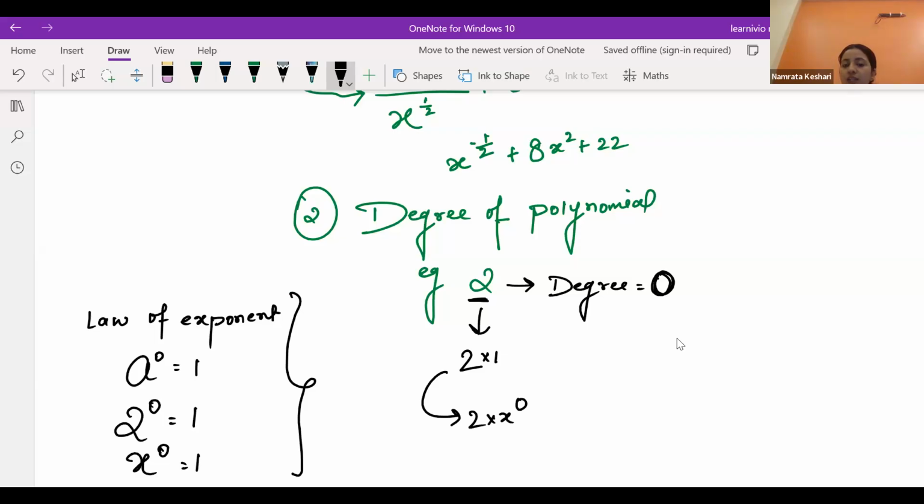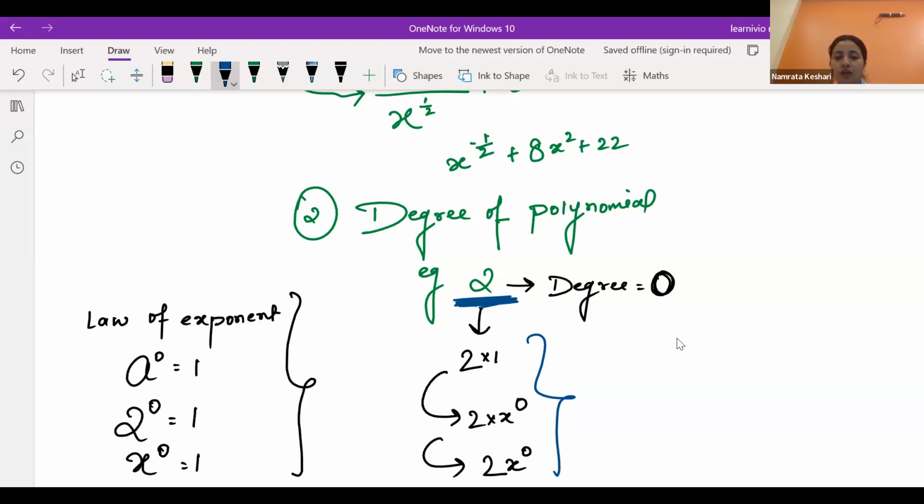This can be written as 2 into x to the power 0, which means we can write it as 2x to the power 0 as well. Since we cannot see any variable in this example, hence the degree is 0. No variable, degree 0. These are the steps which I am showing to you, but you don't have to do it. Just the understanding is required. Getting it?